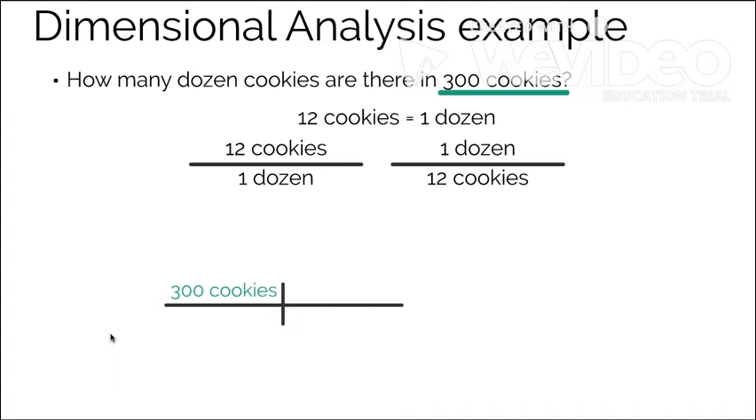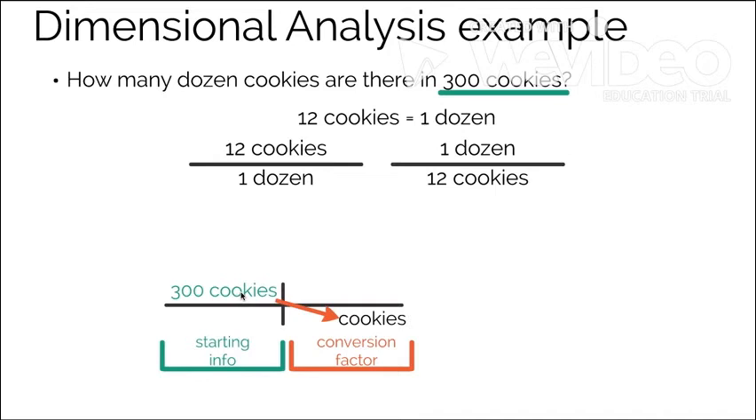So now to set up a dimensional analysis problem, you're taking your starting information and setting it up in that top left box. That's always the way you start. And then in the next section, this is where you set up your conversion factor. But you only have space for one conversion factor, and you have two ways of writing it. So how do you know which one is right? Well, you take the unit that you have starting in the top left, and you shift that over to the bottom right of the next section.